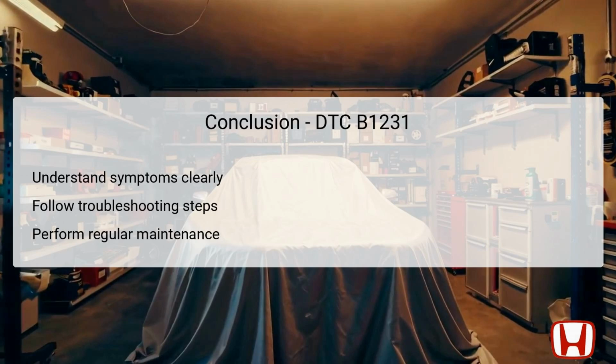In conclusion, addressing DTC B1231 requires a clear understanding of the symptoms signifying evaporator temperature sensor circuit failures. By meticulously following the outlined troubleshooting steps, one can effectively diagnose if the issue lies within the sensor, its wiring, or the climate control unit. Recognizing frequent symptoms like fluctuating AC performance and the DTC indicator can aid in prompt action and repair.